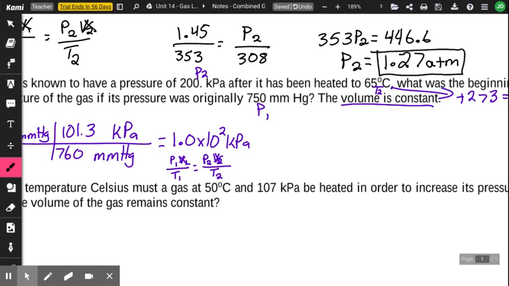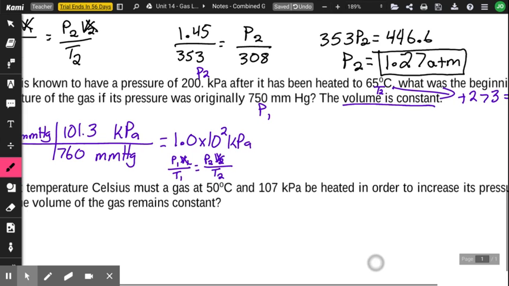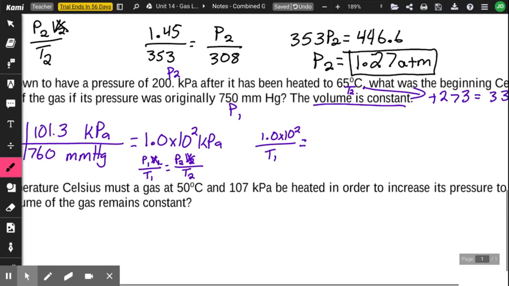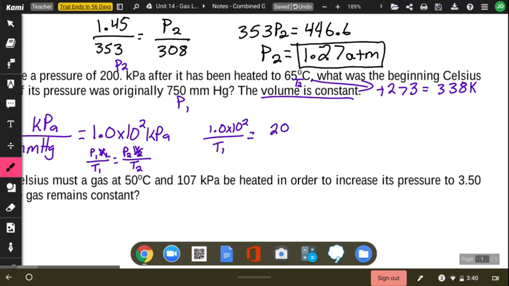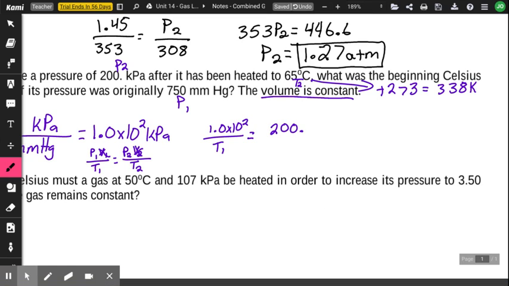So I need to solve it. I'll plug in my numbers. My pressure 1, which after I converted it is 1.0 times 10 to the second, divided by my temperature 1, which is what I'm looking for. Temperature 1 equals my pressure 2, which they told me was 200 kPa, divided by my temperature 2, which was 338, and we cross multiply.